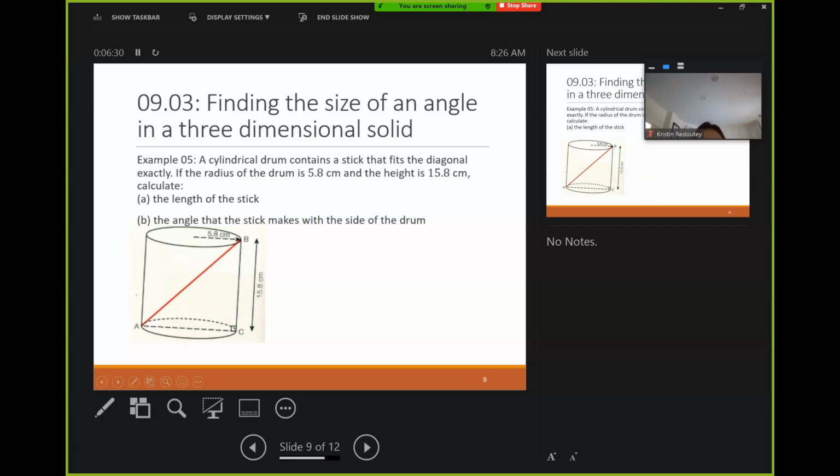Next example. A cylindrical drum contains a stick that fits the diagonal exactly. The radius of the drum is 5.8, and the height is 15.8. Calculate the length of the stick, and then the angle that the stick makes with the side of the drum.